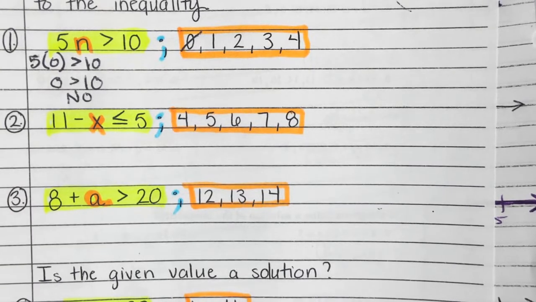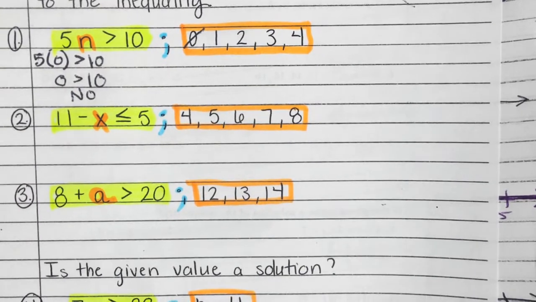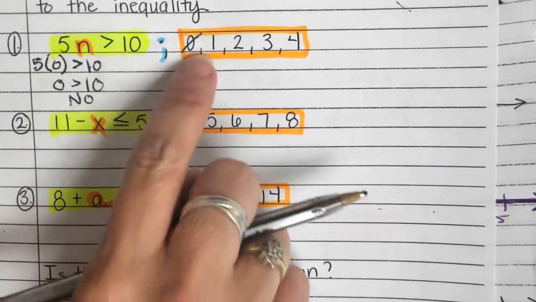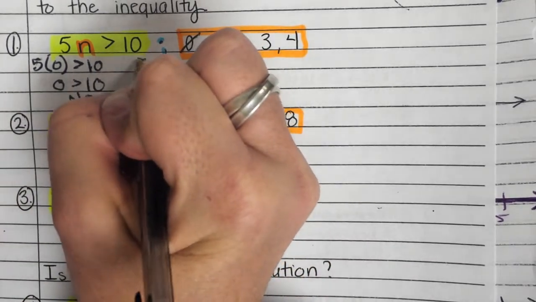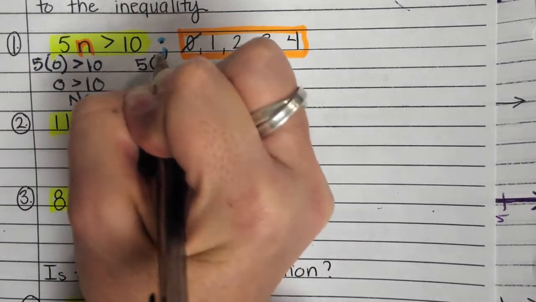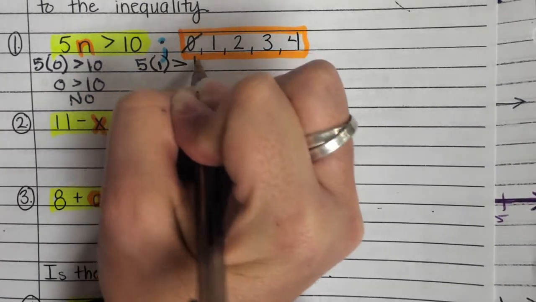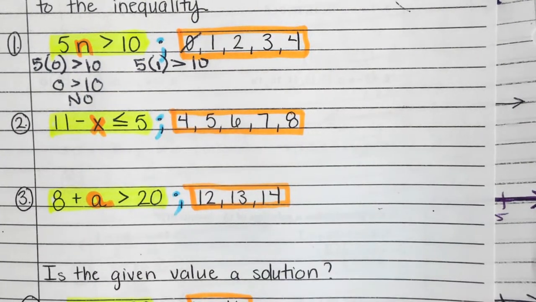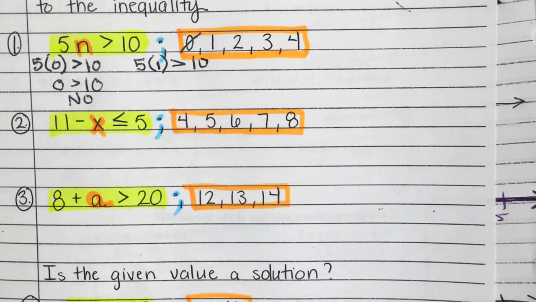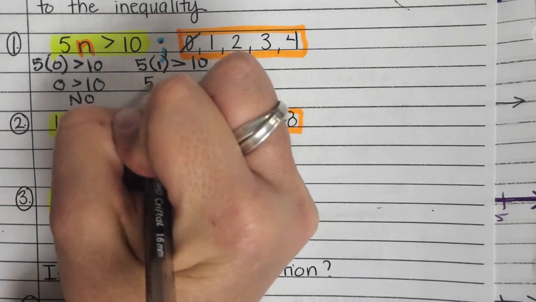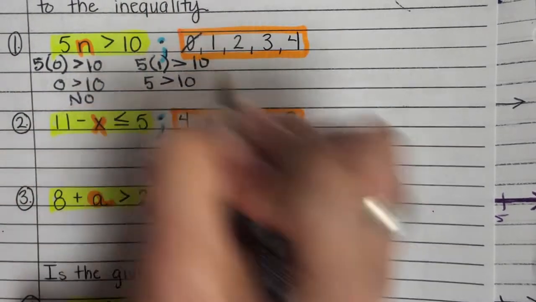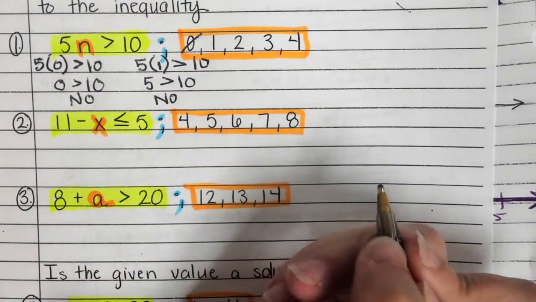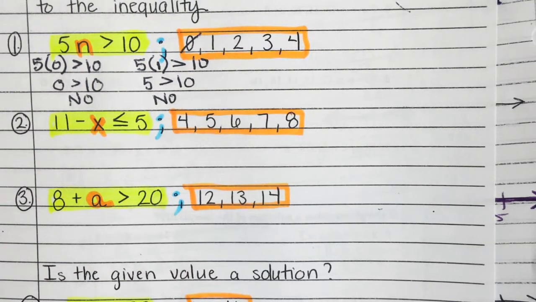Now we're going to go on to 1. If you want to cross them out, you can. That is up to you. Okay. So, going on to 1. I'm going to write 5 times 1 is greater than 10. Now I'm literally going to do the math. 5 times 1 is 5. Is 5 greater than 10? No. I have to see all 3 steps.